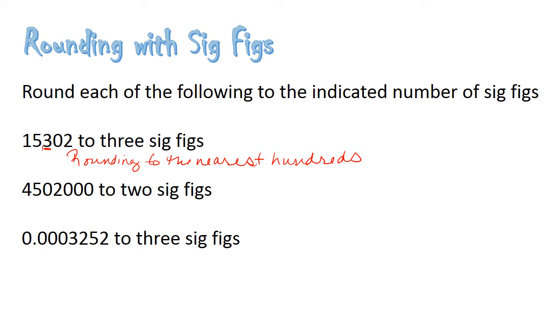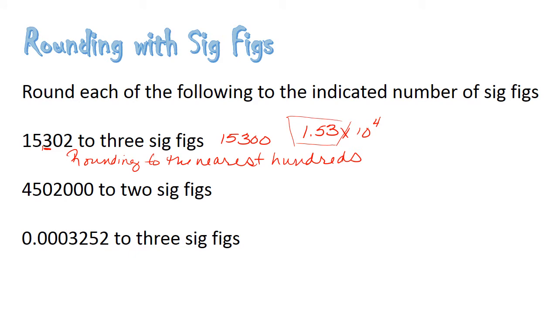Now, if I write 15300, does this number have 3 sig figs? Yes, it does, because trailing zeros do not count unless there's a decimal point somewhere, and there's not one. Another way I could have written this number is 1.53 times 10 to the 4th power. As you can see, here we say 3 sig figs.